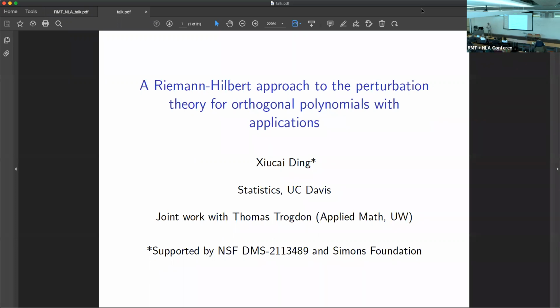So today I will talk about the Riemann-Hilbert approach to the perturbation of orthogonal polynomials and several applications. The topic of this conference is random matrices and numerical linear algebra. From our perspective, the connection is via orthogonal polynomials. This is the point I want to make.